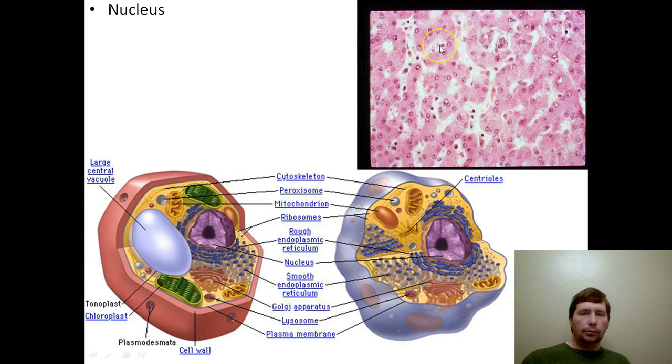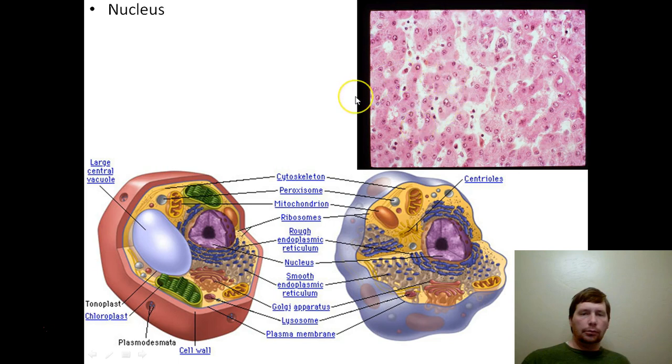Now, when you look at a cell under a microscope, the easiest part of the cell to see is going to be the nucleus. And what you're looking at here is a section of liver cells. All of these are liver cells, and you see these little circles in here. You may think those are the cells. You'd be wrong if you did. In each one of these little circles here is the nucleus of a cell. So like here would be the cell, and then in the center of it is the nucleus.